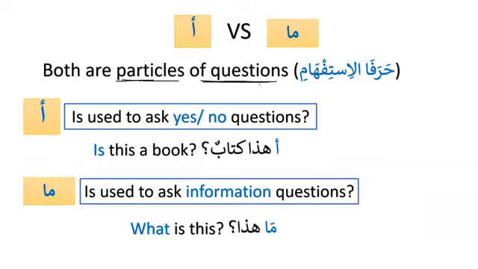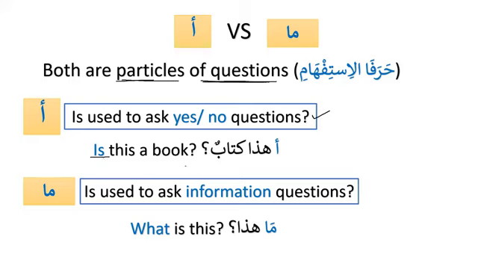Harfa al-istifham. Okay, what is the difference between these two? Hamza is used to ask yes-no questions. What does that mean? That means the answer is either yes or no. Look at the example. Ahadha kitabun? Is this a book?